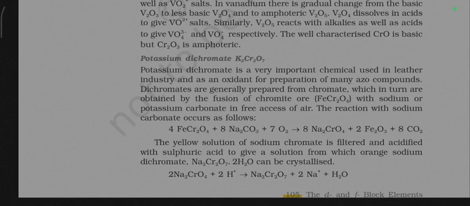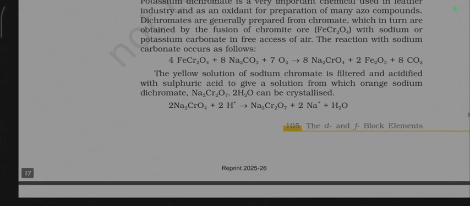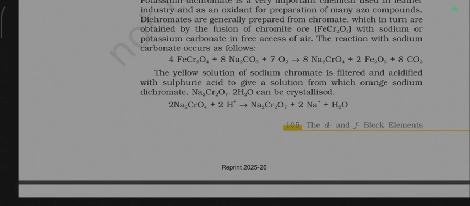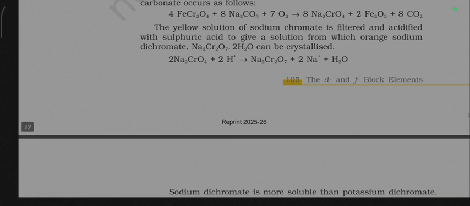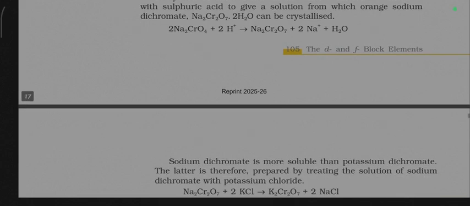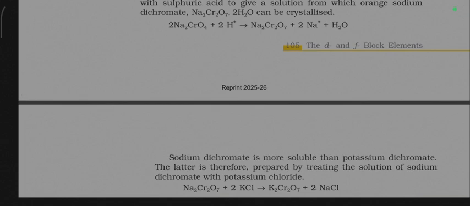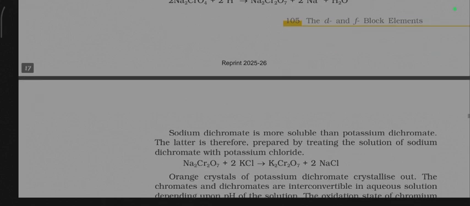The reaction with sodium carbonate occurs as follows: 4FeCr2O4 plus 8Na2CO3 plus 7O2 gives 8Na2CrO4 plus 2Fe2O3 plus 8CO2. The yellow solution of sodium chromate is filtered and acidified with sulfuric acid to give a solution from which orange sodium dichromate Na2Cr2O7.2H2O can be crystallized. 2Na2CrO4 plus 2H+ gives Na2Cr2O7 plus 2Na+ plus H2O.